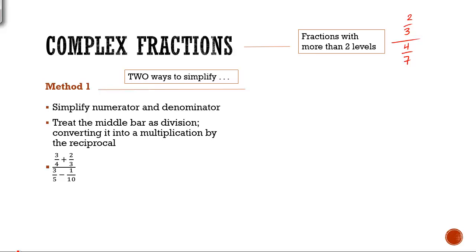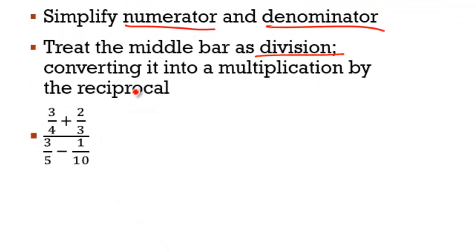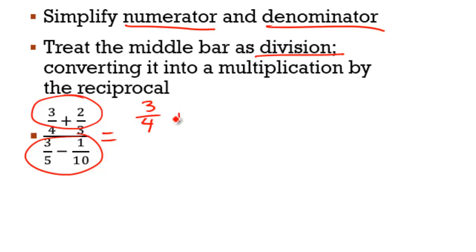Method 1 is to simplify the numerator as a separate problem and then the denominator as a separate problem, and then treat this middle bar as a division, which it is, converting it into a multiplication by the reciprocal. To do it this way, we can look at this following example. You would treat the top, the 3/4 plus 2/3, as a separate example, and the 3/5 minus 1/10 as another example. So how do we add 3/4 plus 2/3?